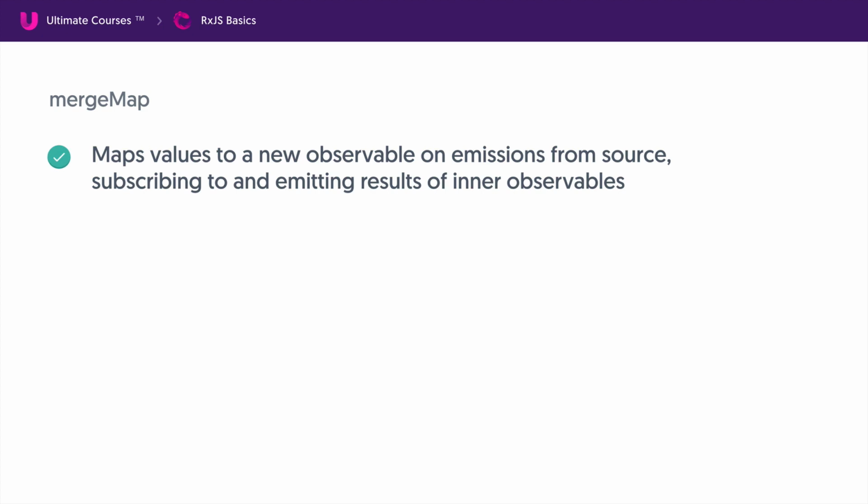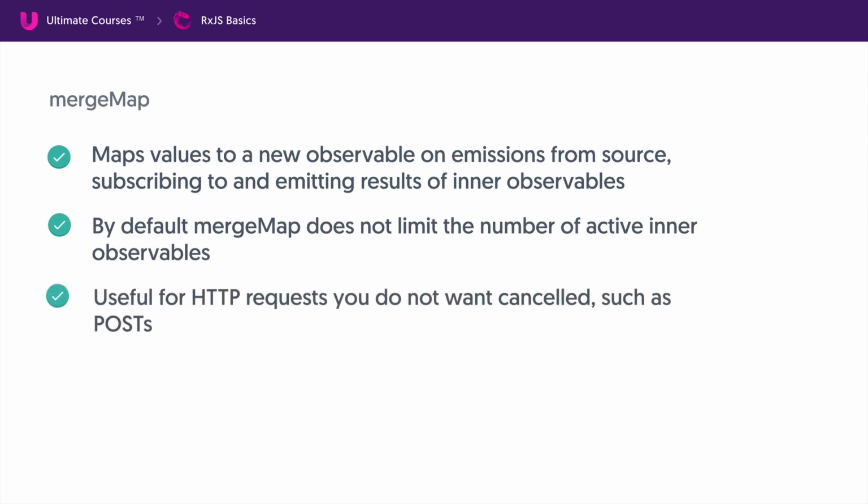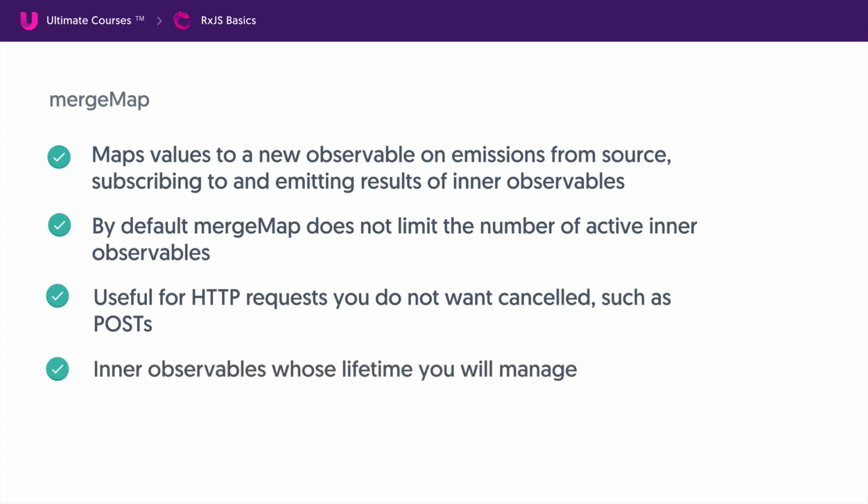To recap, the mergeMap operator maps a value to an inner observable, flattening the result. By default, mergeMap does not put a limit on active inner subscriptions. Some common use cases for mergeMap are HTTP requests you do not wish to be canceled, like POST, or when you plan on controlling the lifetime of inner observables you are mapping to, using operators like take or takeUntil. Be cautious when using mergeMap, as forgetting to complete long-running inner observables can cause unintended consequences like memory leaks.